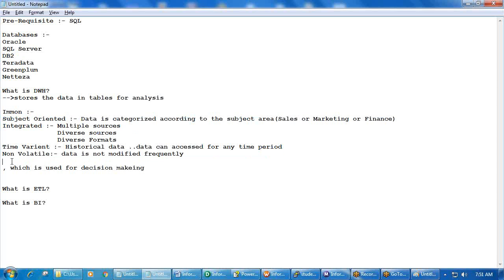which is used for decision making. This is a definition given by Bill Inmon. Bill Inmon is a scientist who has given this idea.